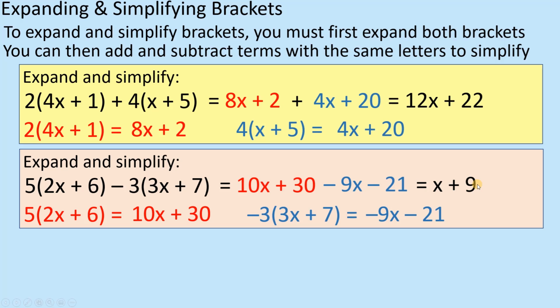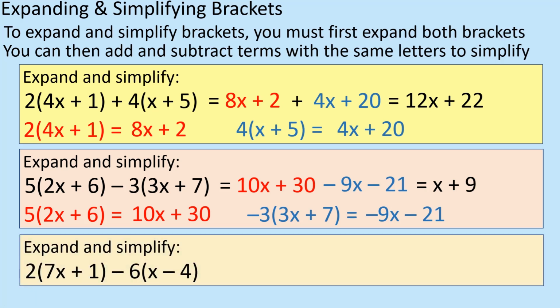Let's just do one more tricky one. See if we can make sure we don't make any mistakes. Let's do another little one, really quickly. 2 times 7x will be 14x. And 2 times 1, that's going to give me 2. So 14x plus 2. I'm going to do minus 6 times x, which will be minus 6x.